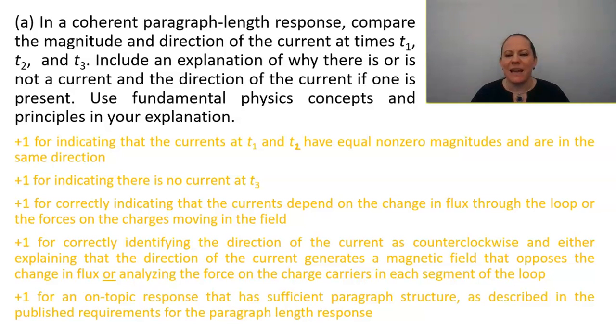We get a point for correctly indicating that the currents depend on the change in flux through the loop or for the forces on the charges moving in the field. We get a point for correctly identifying the direction of the current as counterclockwise and either explaining that the direction of the current generates a magnetic field that opposes the change in flux, or analyzing the force on the charge carriers in each segment of the loop. That's like the motional EMF approach. And then our last point is for an on-topic response that has sufficient paragraph structure as described in the published requirements for the paragraph length response.